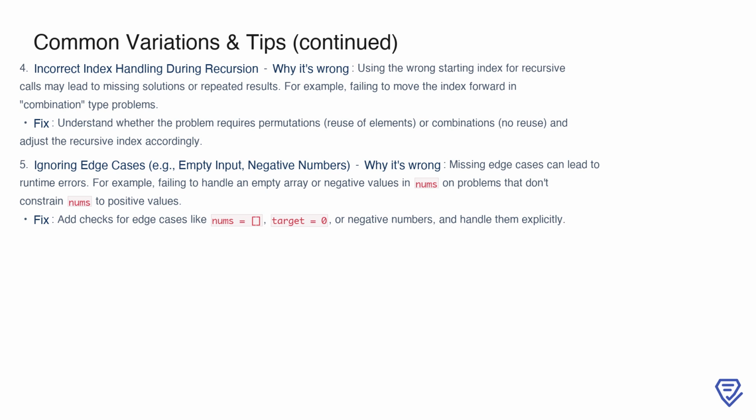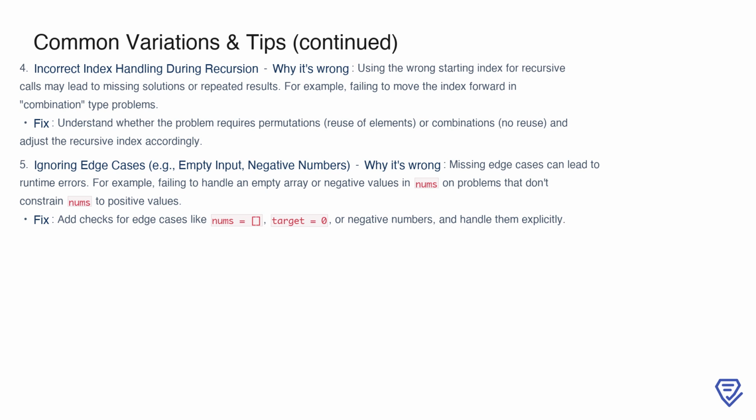Another common issue involves incorrect index handling during recursion. This often happens when solving combination-type problems where the starting index plays a critical role. For example, if you fail to move the index forward, you might end up repeating results or missing valid solutions. It's important to understand whether the problem allows for reusing elements, as in permutations, or prohibits reuse, as in combinations, and adjust the starting index accordingly.